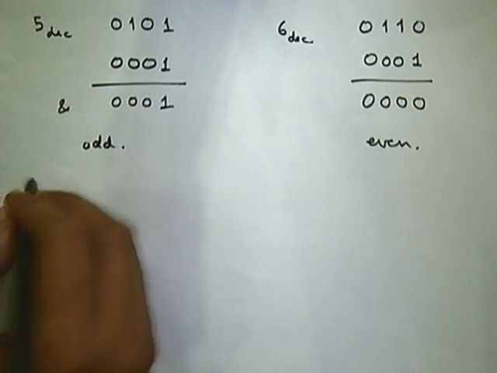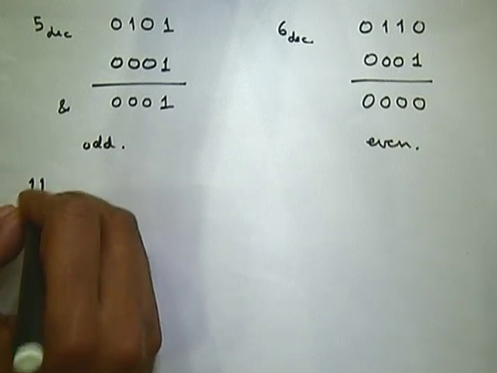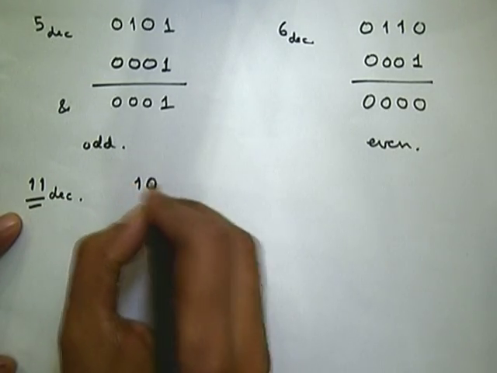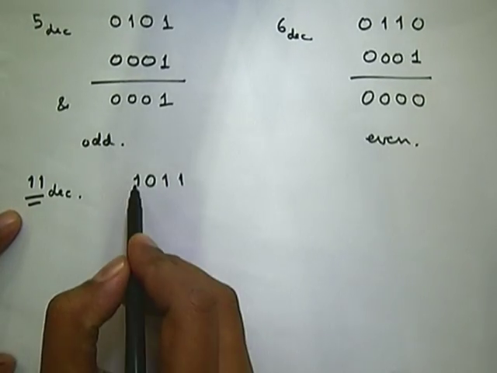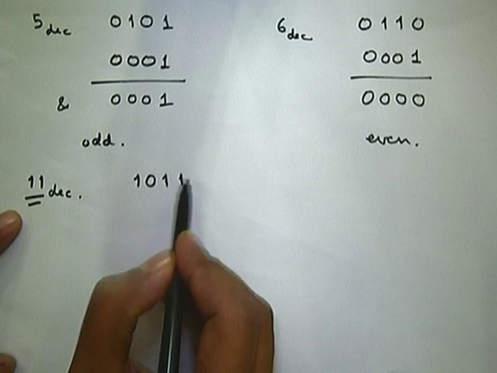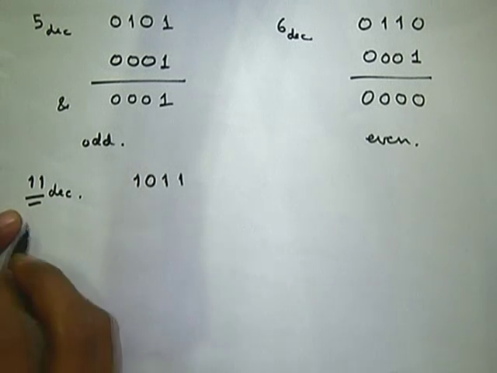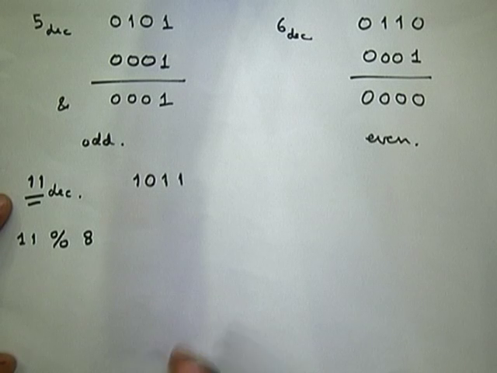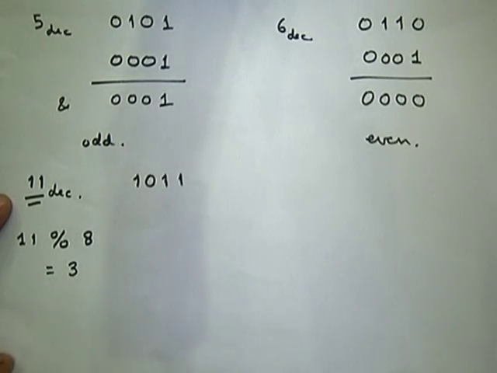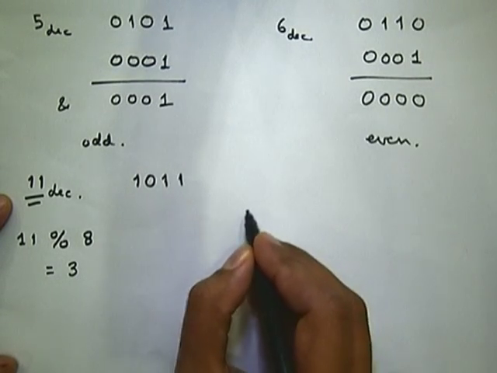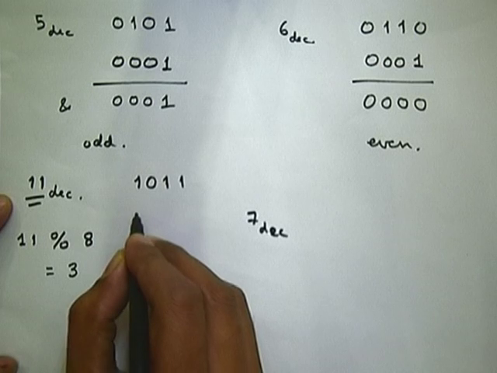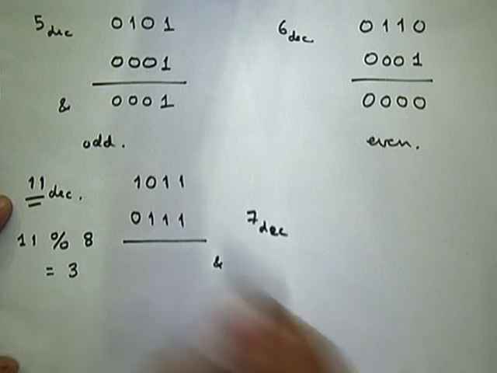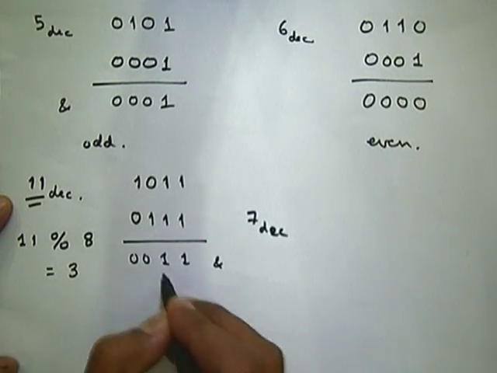Let us take the number, say, 11 decimal. What is 11 decimal? 11 decimal should be 1011. Right? So that is 8 plus 2, 10, plus 1, 11. Now when you divide 11 by 8, the remainder is 3. Instead, I can take 7 decimal, which is 0111, and I AND it together. Okay. So I have 0011, and this is 3.